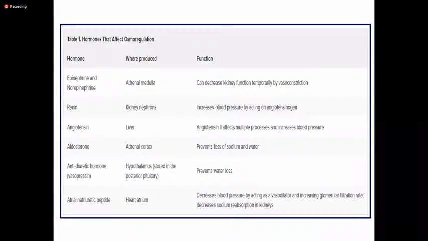So this is just a summary table showing where all the different hormones are produced and their function. You'll appreciate renin. You've already mentioned that it's from the kidneys. Epinephrine is from the adrenal medulla. Angiotensinogen is from the liver. Aldosterone is from the adrenal cortex. The antidiuretic hormone is produced in the hypothalamus and stored in the posterior pituitary, whereas the natriuretic peptides are in the heart.